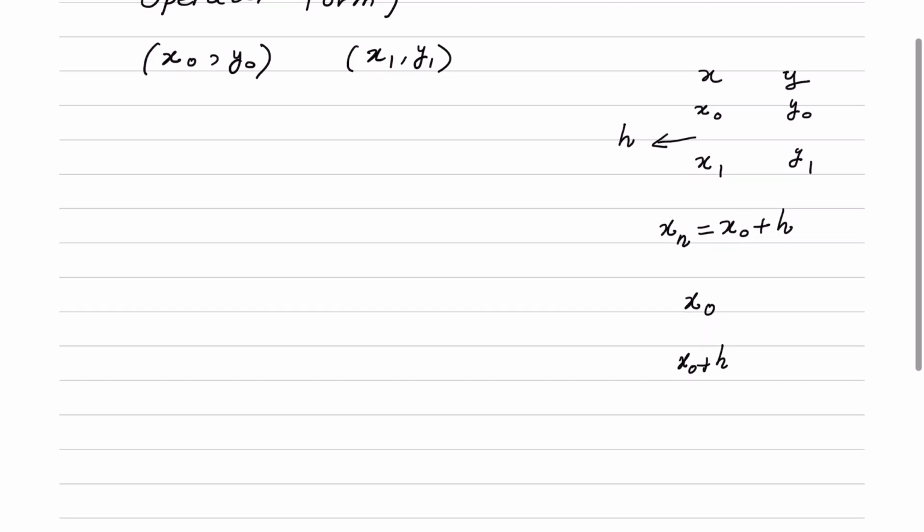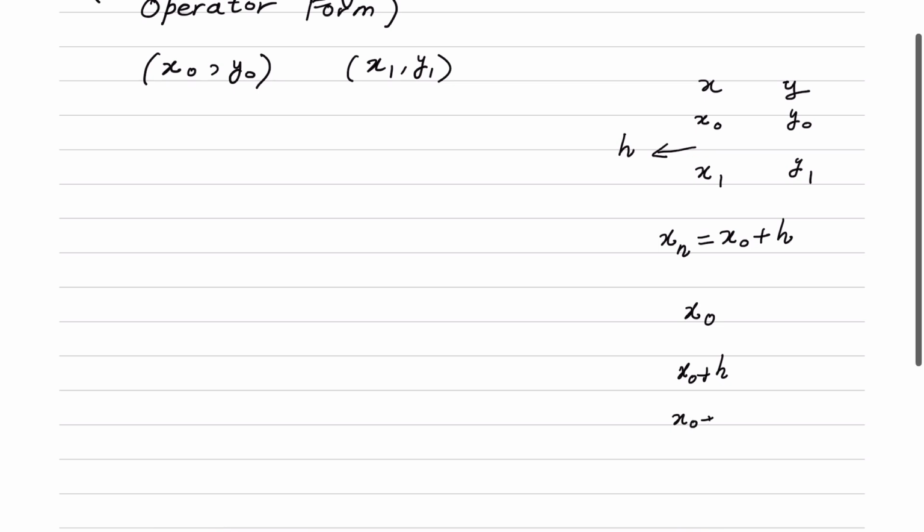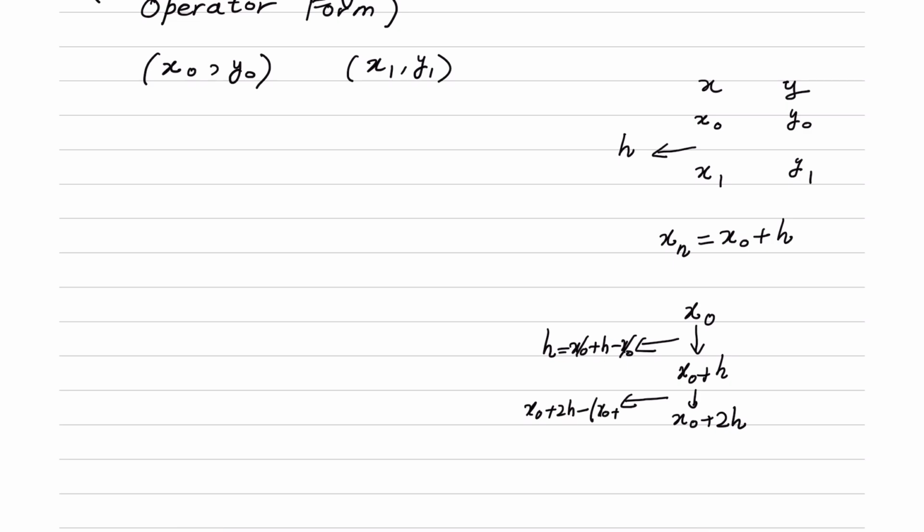And the next value would be x0 plus 2h. Means every next value is obtained by adding h to the previous value. And you can see the difference now. x0 plus h minus x0 will be h. The same way, the difference between x0 plus 2h minus x0 plus h, which is the previous value, is again h. So this is an equally spaced data set.